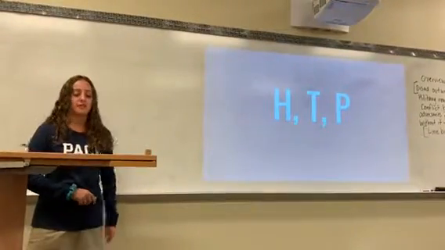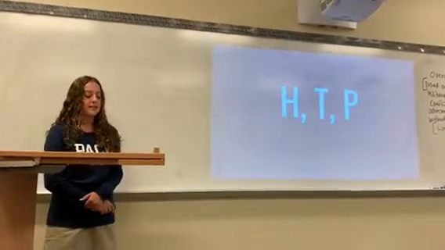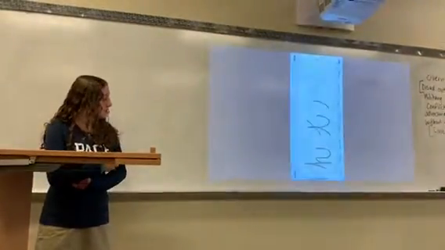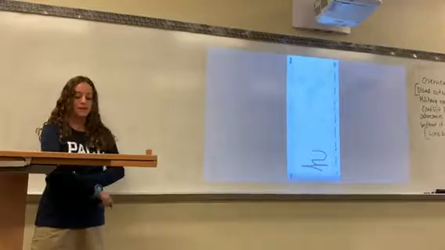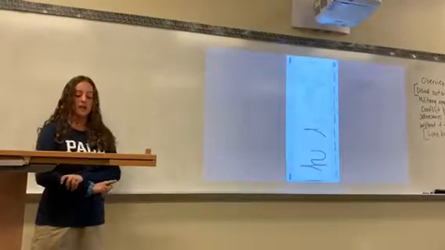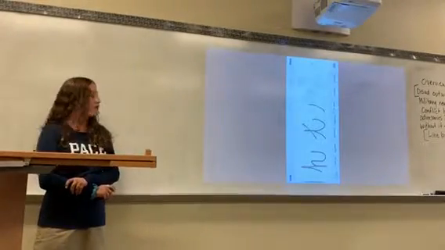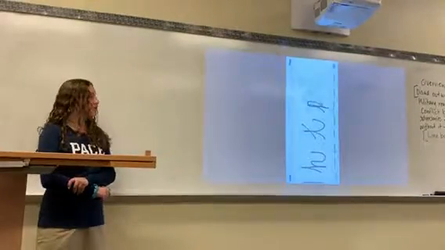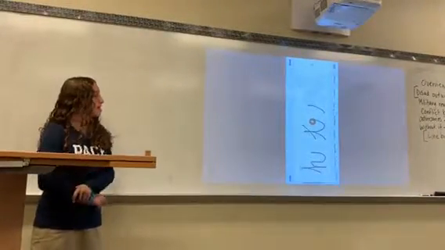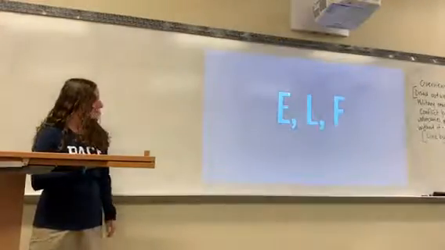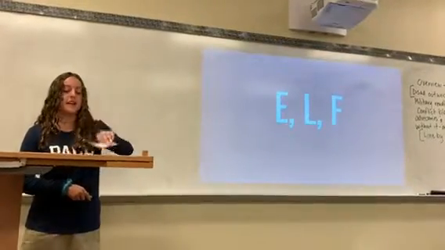The second group includes H, T, and P. For H, you're going to go up, drop down, and make a hump. For T, you're going to go up and drop down, but then after you finish the word, cross back over. And for P, you're going to go halfway up, drop all the way down, go back up and loop around. The next group is E, L, and F.